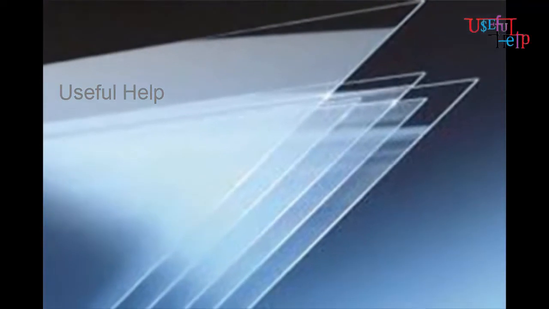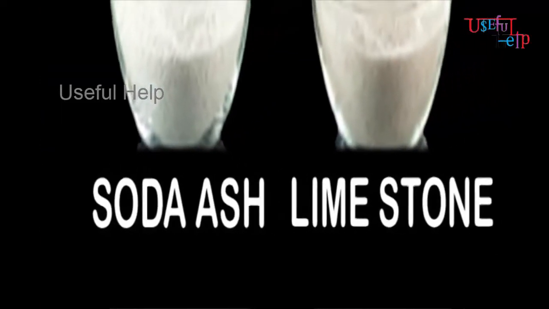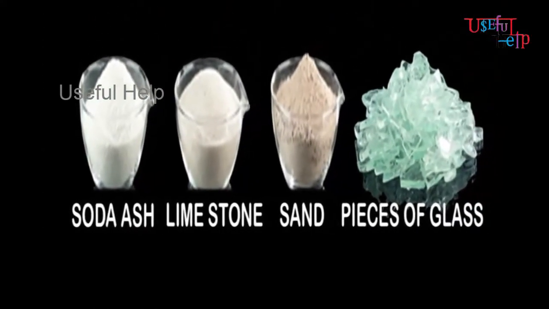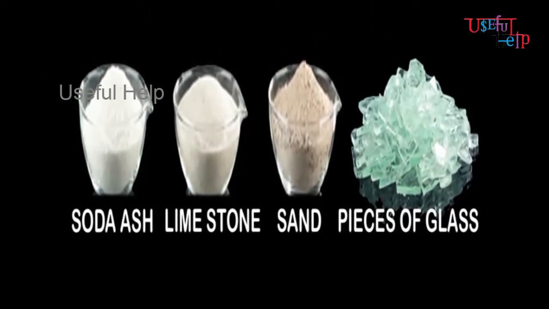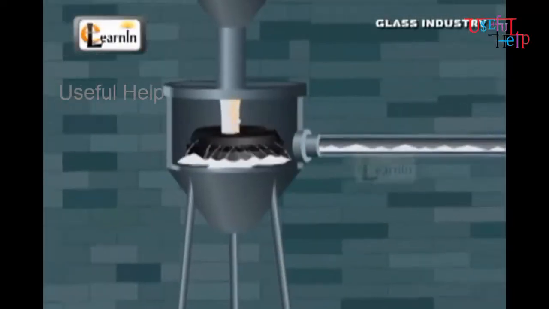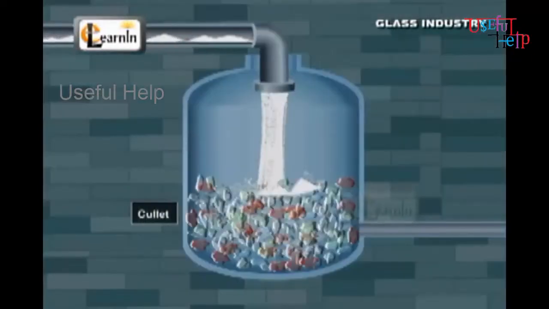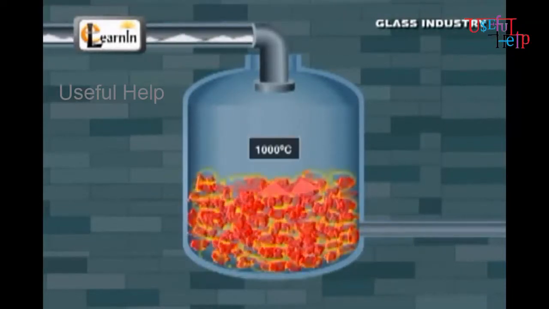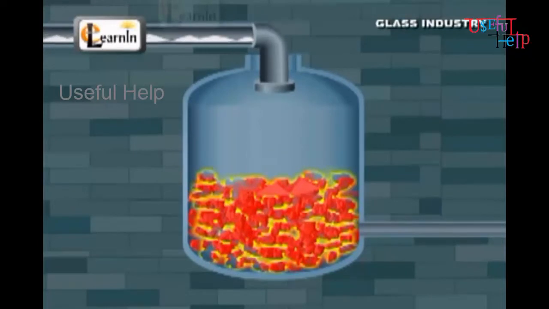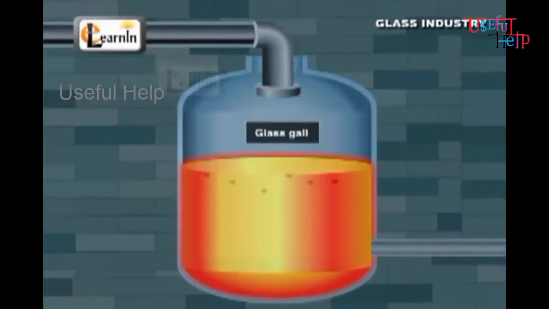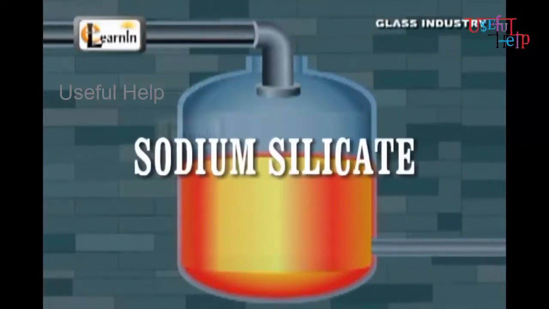Manufacture of common glass. Raw materials are soda ash, limestone, sand. We can also add pieces of broken glass to increase the feasibility and to recycle. Raw materials in proper proportions are mixed with cullets, finally powdered and mixed. The intimate mixture is fused by heating it in a furnace at high temperature, about 2073 Kelvin. The charge melts and combines chemically to form a uniform mixture of calcium silicate and sodium silicate.